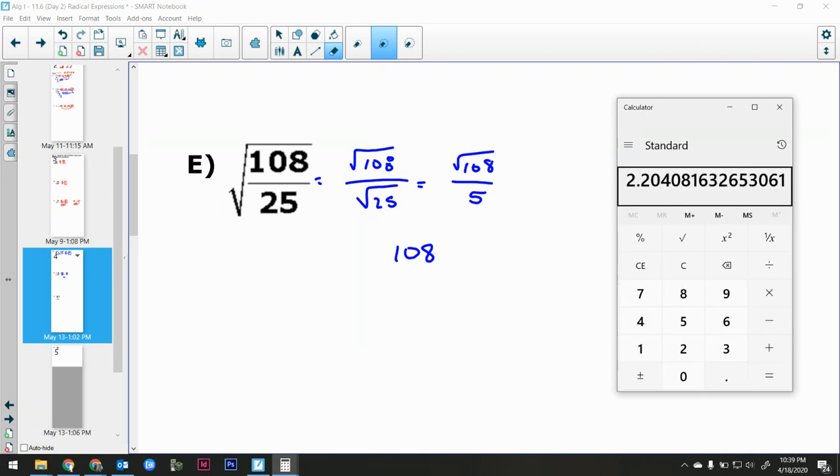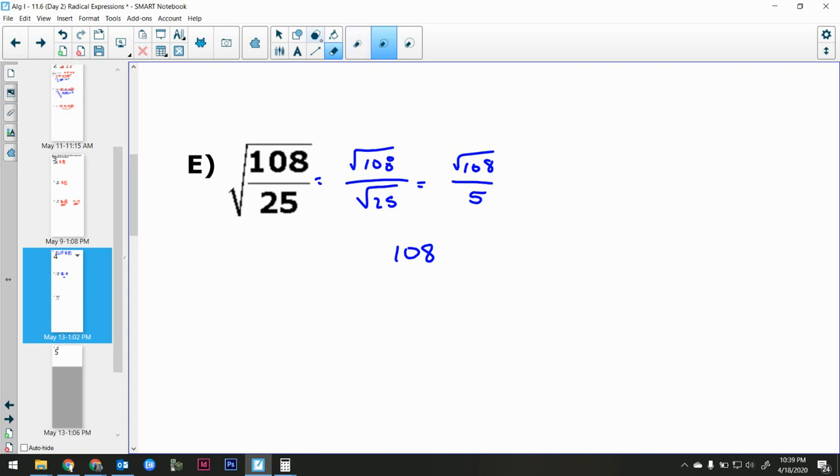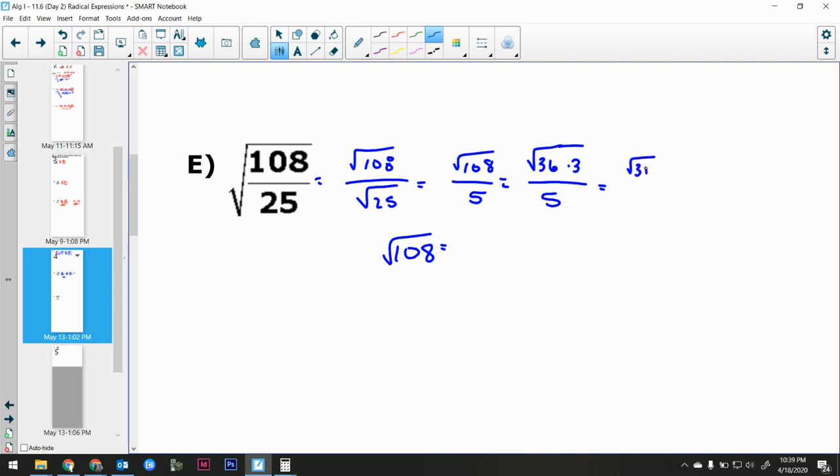Yeah, it's 2.2 something. So 108 divided by 36. Bingo. There it is. Okay. So this turns, oops, that's an eraser. This turns into, well, I'll just do it over here. The square root of 36 times 3. Or the square root of 36 times the square root of 3. Or 6 radical 3 over 5. There's my answer there. It's kind of a tricky one.